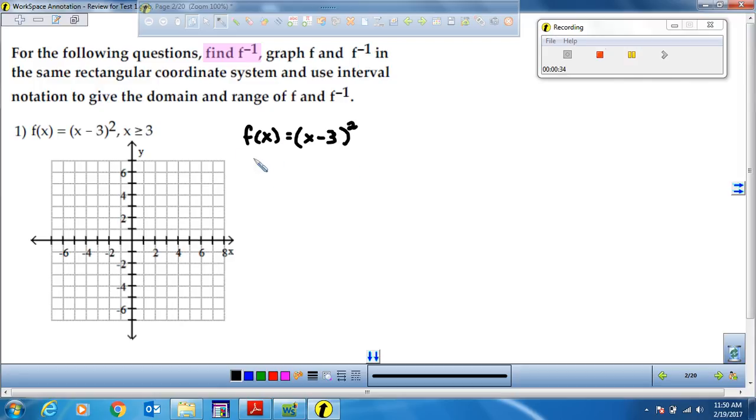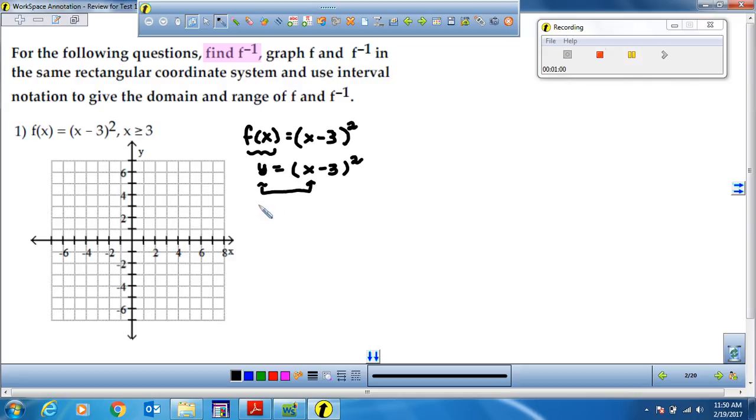So the very first step to find an inverse function is going to be to change the f of x to y. Step number 2 is we need to interchange the x and the y variables. So that gives us x is equal to y minus 3 squared. And the third step of this process is going to be to solve for y.